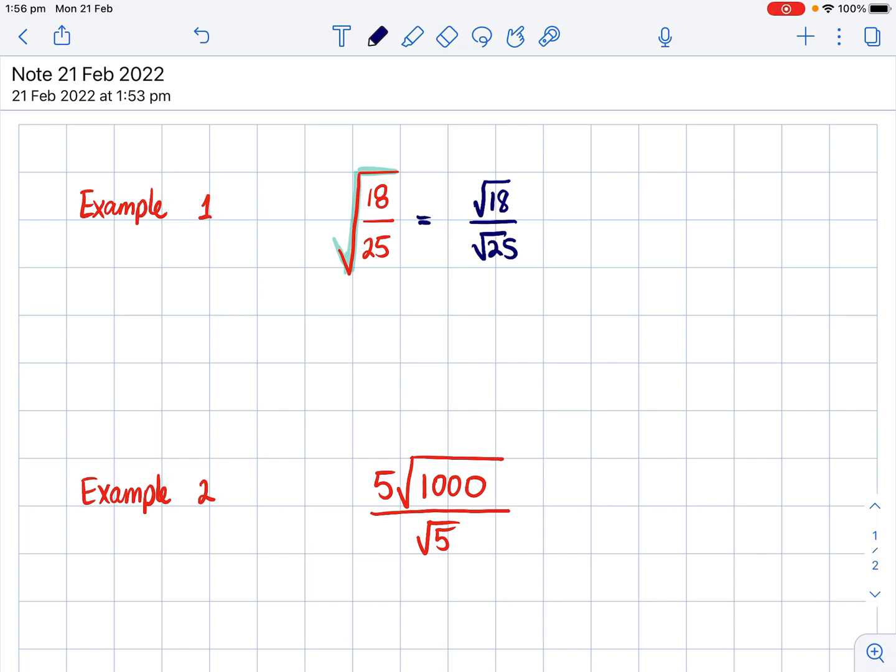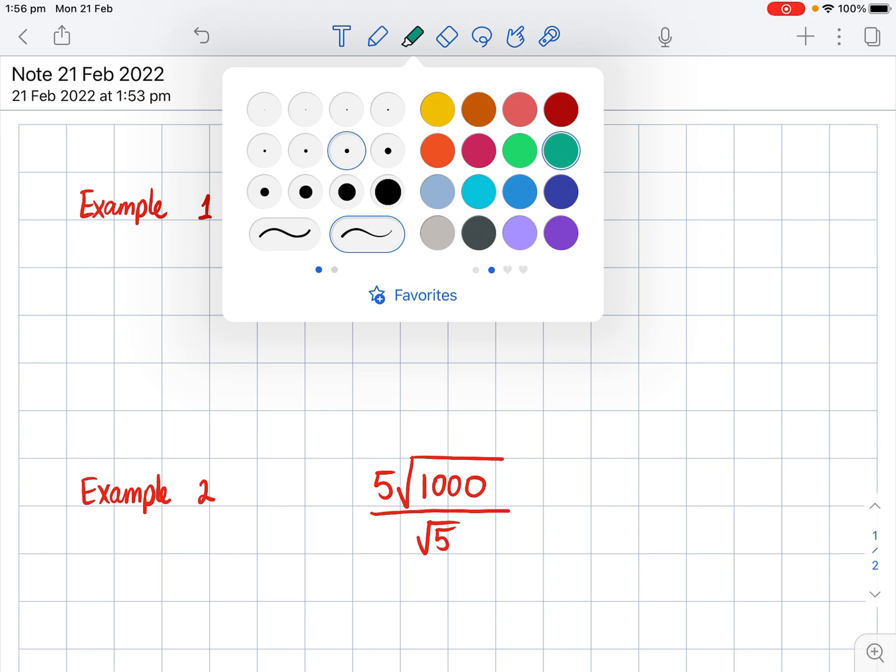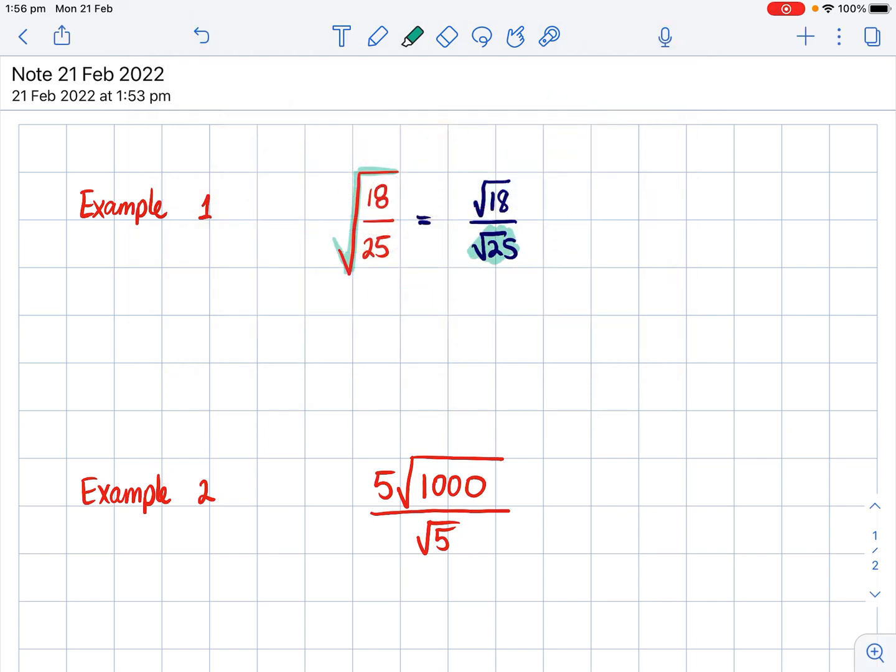And the reason I've taken this path in this case is because I have spotted that the square root of 25 actually has an answer. The square root of 25 is equal to 5. So I can treat my two values separately.